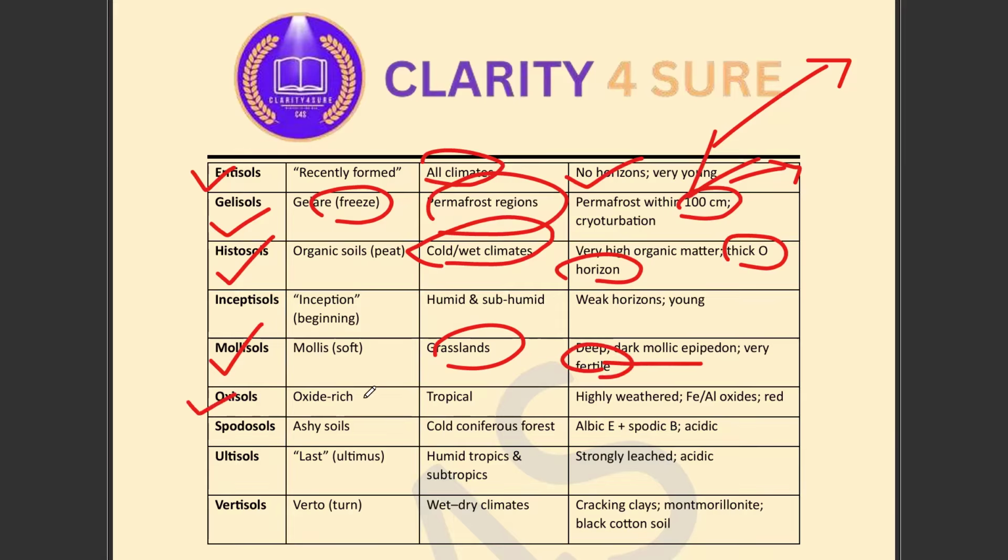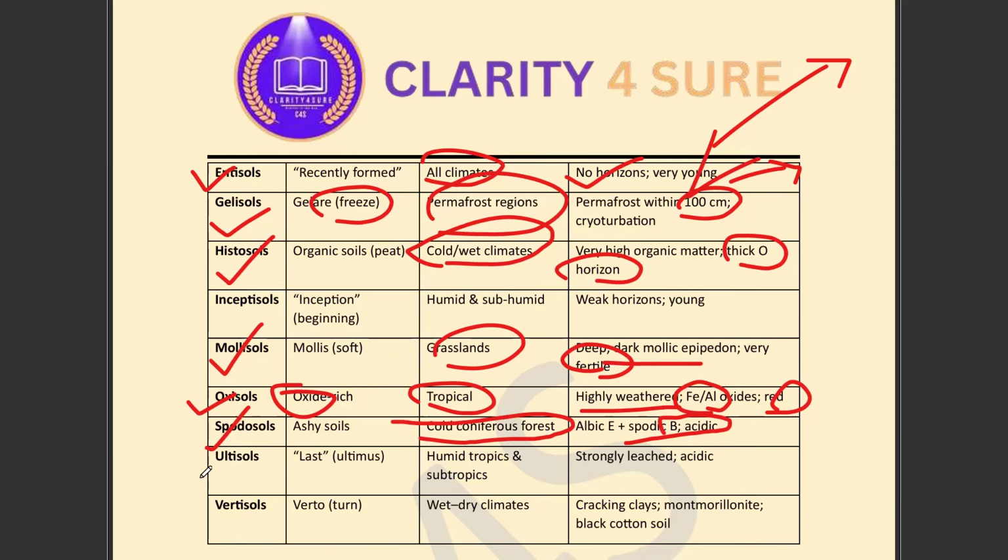Next comes your oxisols. Oxy means rich in oxides. Rich in iron oxide, aluminium oxide, like that. You can see it in the tropical region. It is highly weathered. Ferrous and aluminium oxides are present here. The color is red. Next comes your spodosols. Spodosols means ashy soils, which you can see in the cold coniferous forest. Just think of the climatic classification you would have studied in geography. So I'm talking about the cold coniferous forest, and here the B horizon is acidic and the E horizon is spodic.